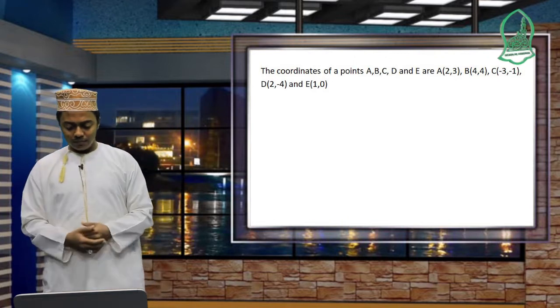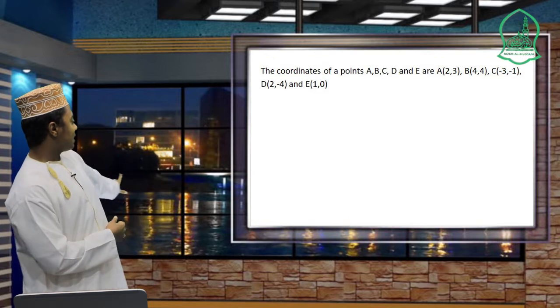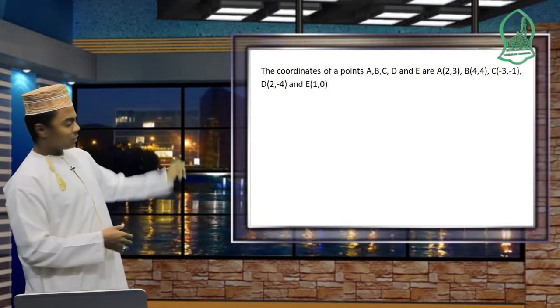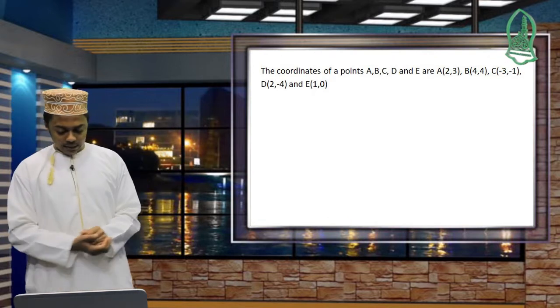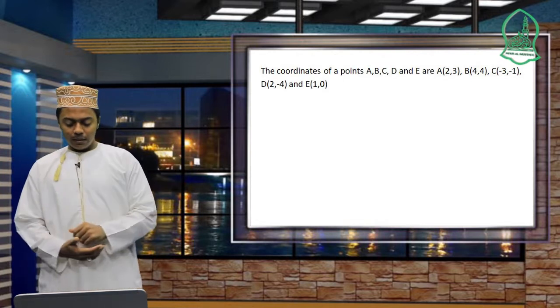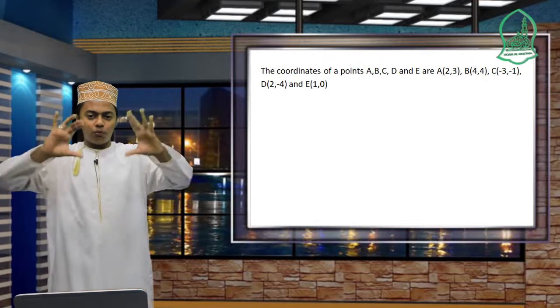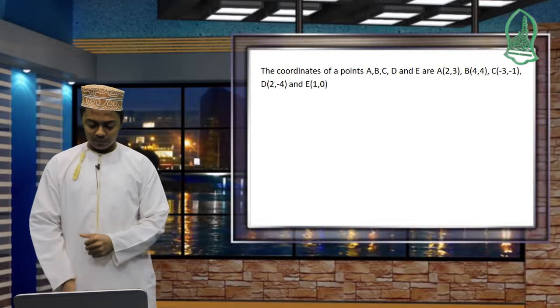Also D, look at D. D we have downside here. So if you refer to the x-axis it is 2 and the y-axis is -4. So the coordinate of D is 2, -4. But we have to put it in a bracket.